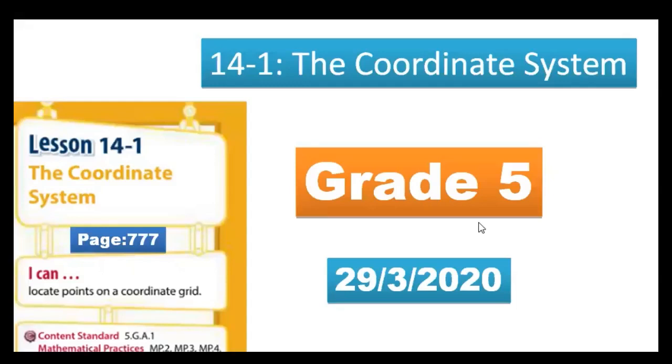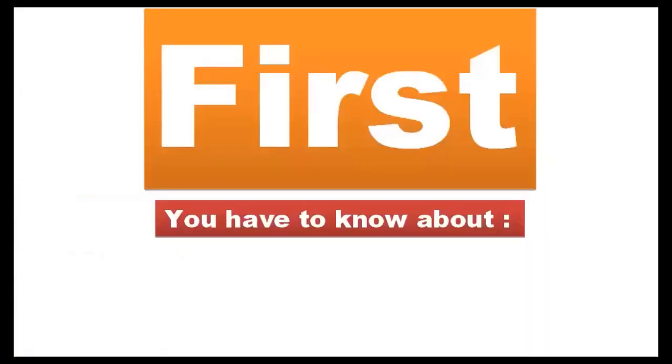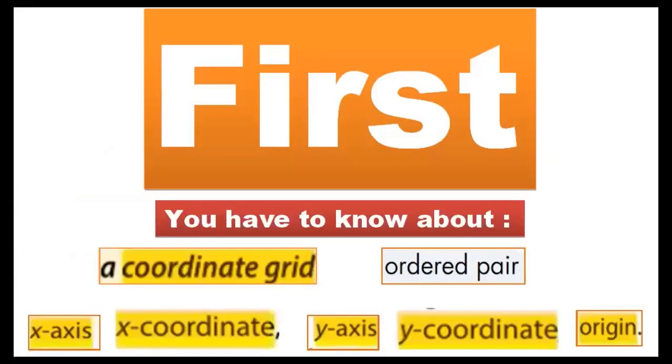Please open your book, page number 777, the new lesson 14.1. Continue opening your book, write the date of the day at the top of the page, and be ready. The coordinate system. The first thing in this lesson, you have to know about some concepts. What are they? A coordinate grid, ordered pair, x-axis, x-coordinate, y-axis, y-coordinate, and the origin.